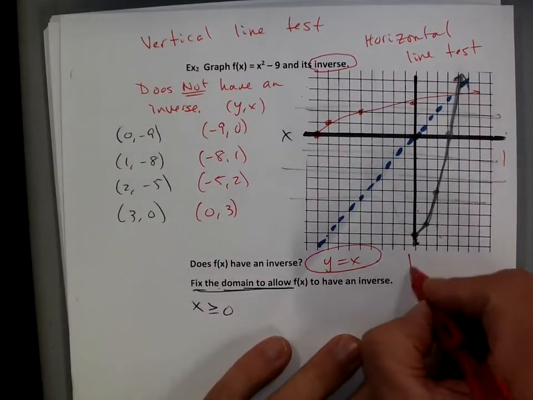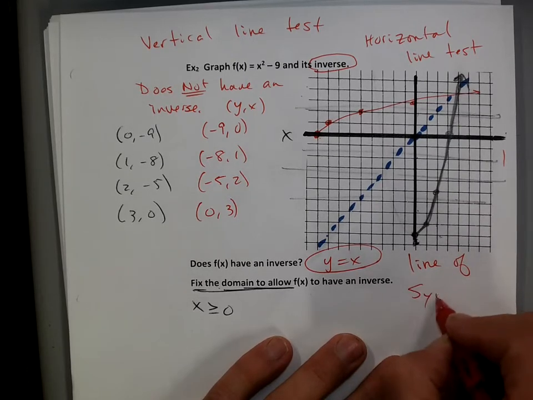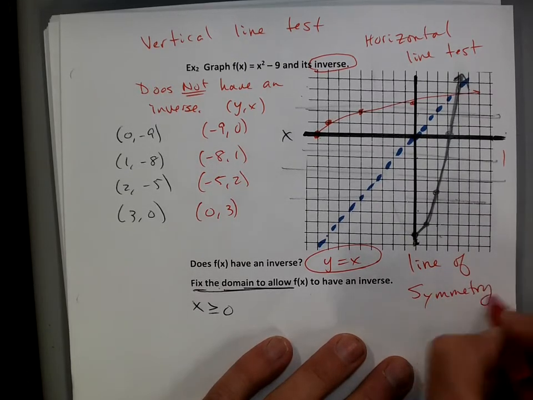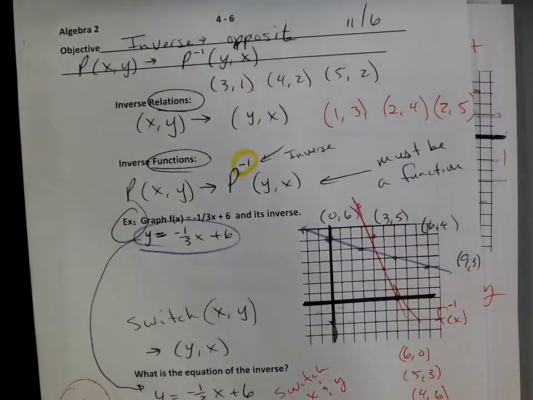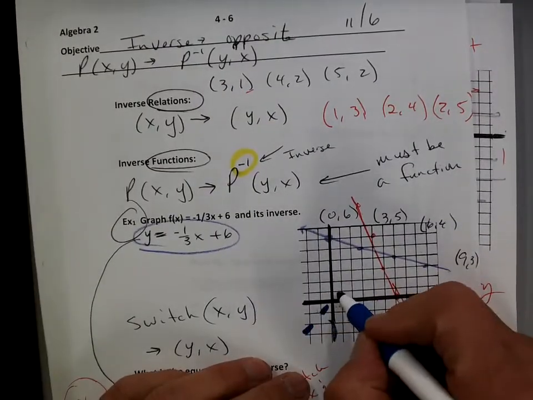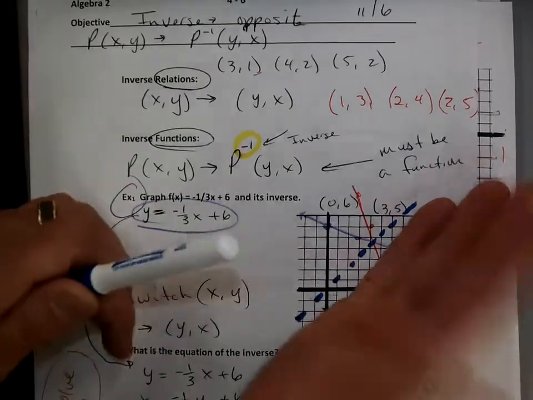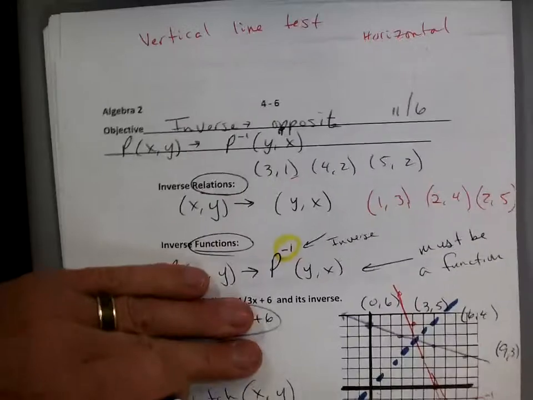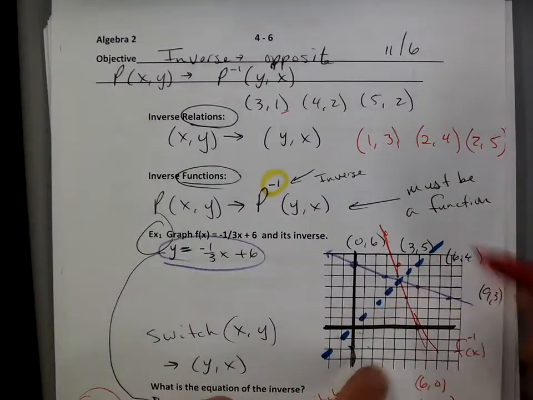That's my line of symmetry for this graph, because it is symmetrical. Awesome. That will always happen. In fact, if I take a look at my other notes, the ones that we took away, check it out. Here is my line y equals x, and if you fold it over that line, it folds onto itself, and that's the line y equals x.